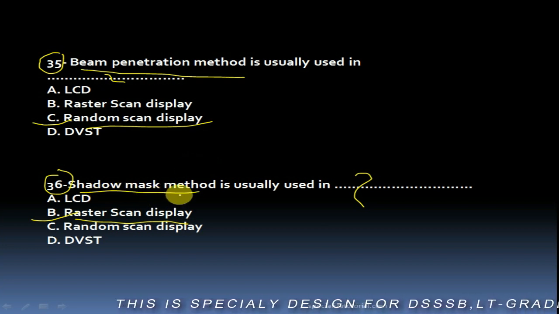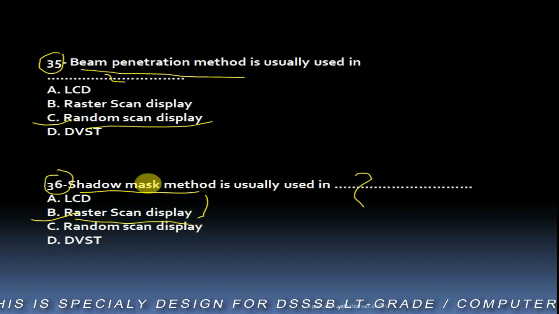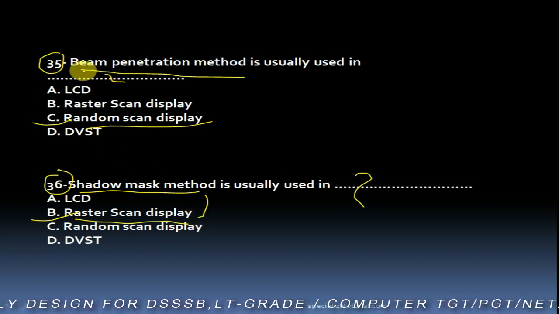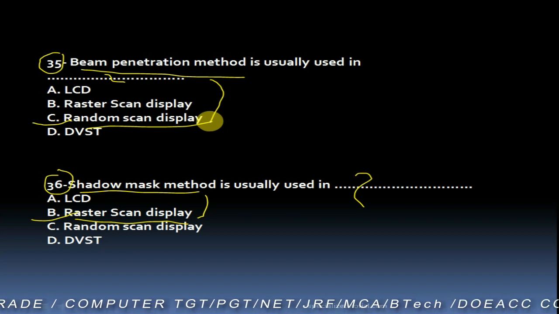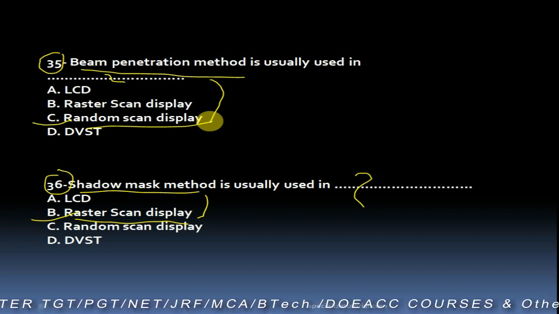So shadow mask is raster scan, and the beam penetration method is random scan. Raster, random, don't confuse them. Okay, now take the next question.